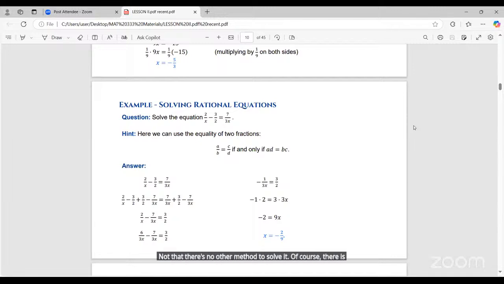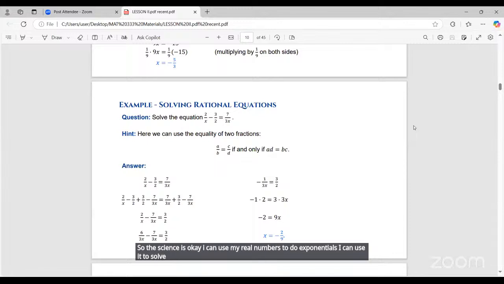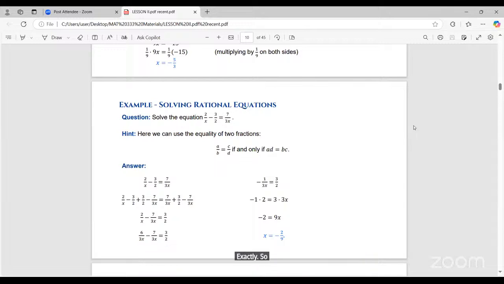So the target is, I can use my real numbers to do exponentials. I can use it to solve linear equations. There are different ways. We are picking them one after the other. So you can use other methods to solve if you want.